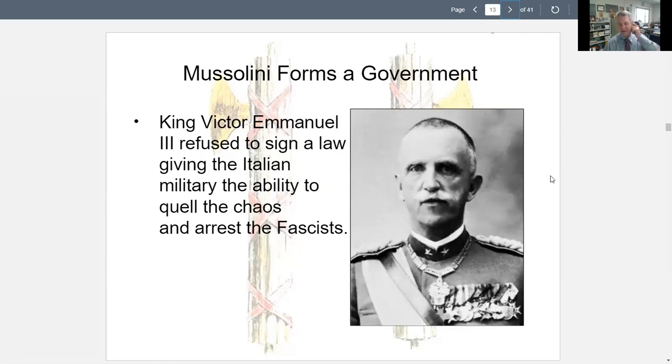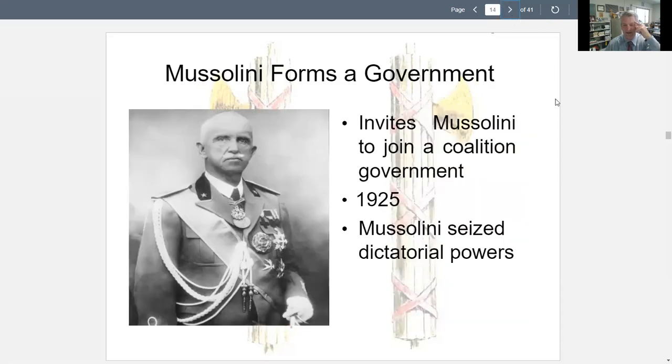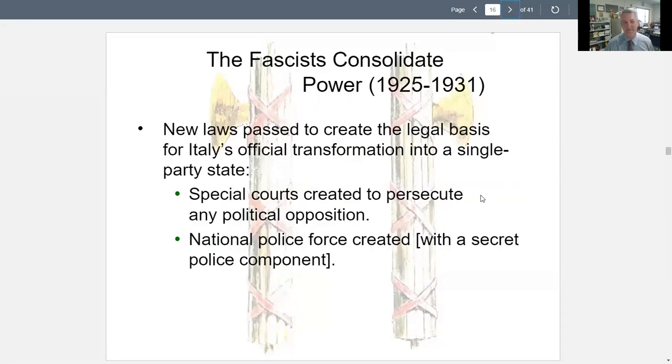Now, he refuses at first to sign a law giving the Italian military the ability to quell the chaos and the rest of the fascists because he knows what happened in Russia. Bloody Sunday, even way back in 1904, 1905, causes bloodshed and basically propels the revolution. So instead of fighting and standing up to Mussolini, he invites Mussolini to join a coalition government. And basically, once Mussolini joins the coalition government, he just seizes power and says, you know what, I'm the new leader of Italy, I'm the dictator, and he starts to pass laws. So from 1925 to 1931, he passes laws to create the legal basis for Italy's official transformation into a single-party state. So the fascist party, the fascism ideals, the Black Shirts, they're going to be the ones in control. He's going to create special courts to persecute any political opposition.